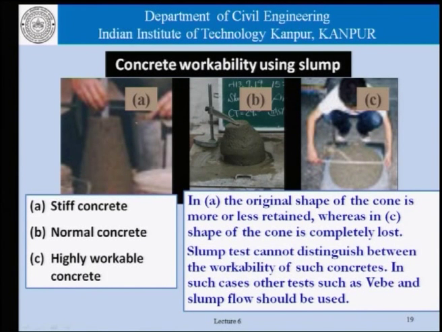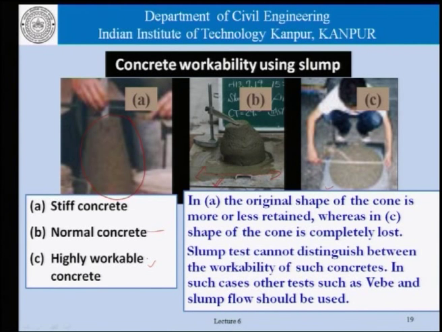This is the slump that we have for a stiff concrete. If you notice, the slump cone has largely retained its shape, and we have more or less a zero slump kind of concrete, whereas this test here is the slump which is normal, and it is a normal concrete where the slump can be used as a discerning test.